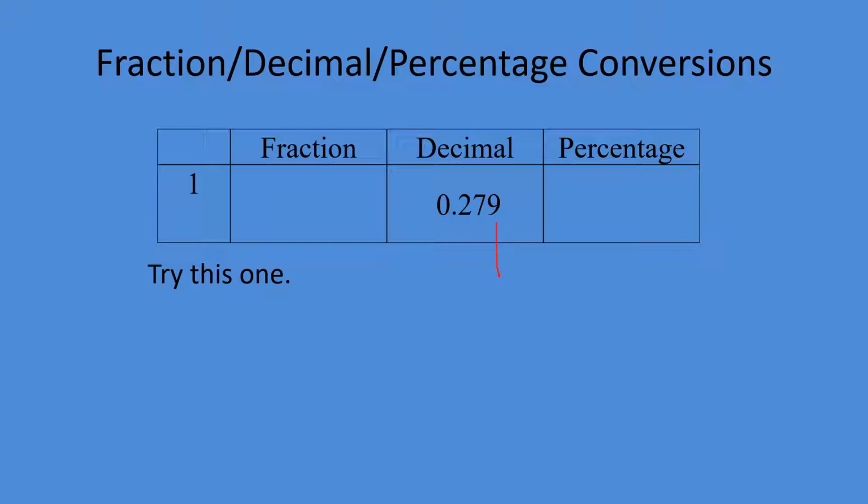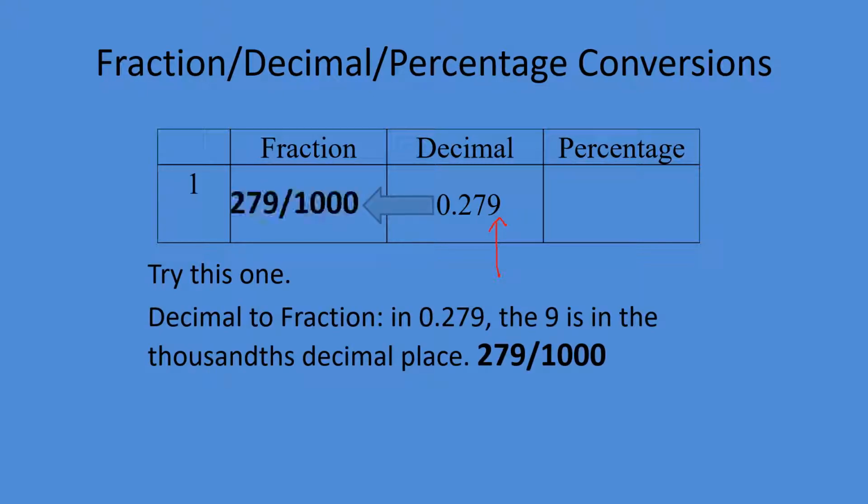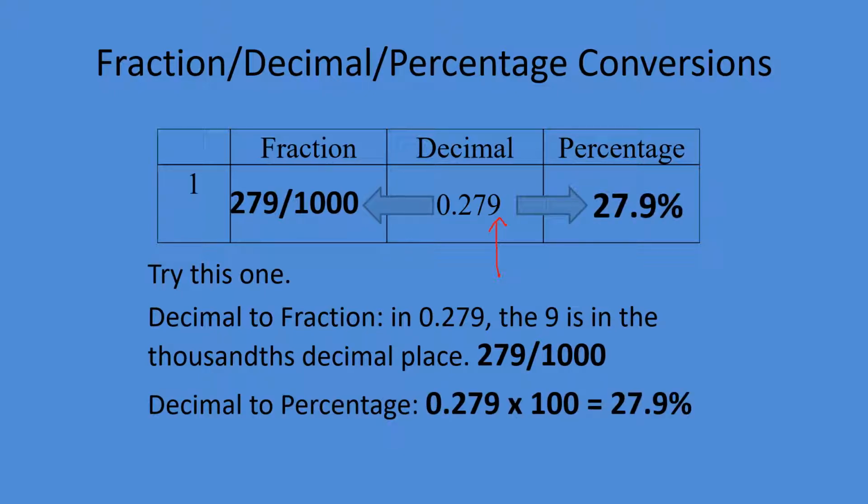All right, the 9. What decimal place is it in? Thousands. Tens, hundreds, thousands. What's the bottom number? 1,000. What goes on top? 279. Easy enough, right? So that's the easiest. Don't worry about reducing it. You don't have to in this class. And then what percentage is it? 0.9.